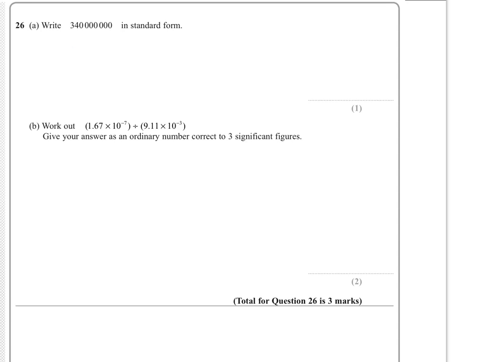Question 26. We have to write 340 million in standard form. So standard form is all about powers of 10. So we want to see how many powers of 10 we can have in this number. But we have to start with a number between 1 and 10. So the number we can see is 3.4, coming from the first 2 digits. And what we must ask ourselves is, how many times would we have to times 3.4 by 10 to get 340 million? Well, there's a nice way of looking at this.